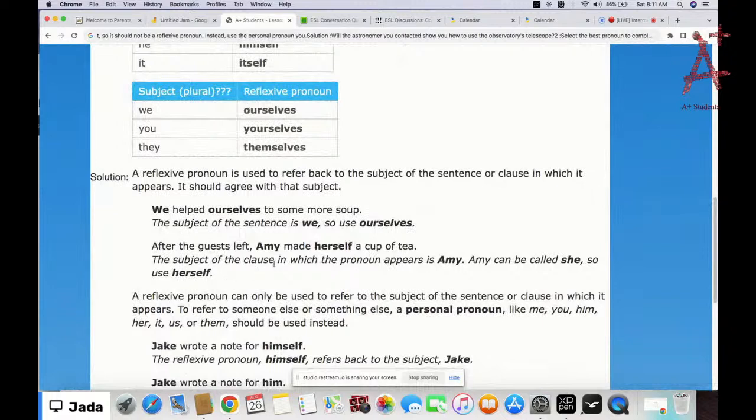So yeah, the subject of the clause in which the pronoun appears is Amy. So Amy can be called "she," so use "herself," because Amy can be referred to as a girl. She's a girl, so she can be addressed as "she." You can use "herself."